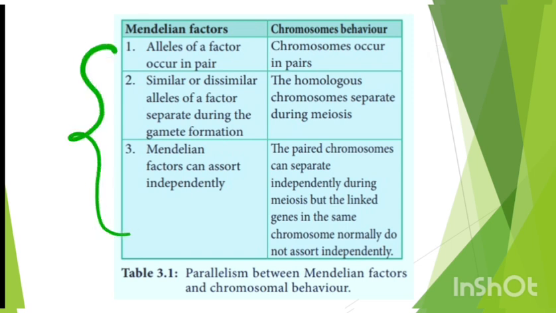Alleles of a factor occur in pairs, like capital T, capital T. Chromosomes also occur in pairs. Similarly, dissimilar alleles separate during gamete formation, and homologous chromosomes separate during meiosis. Mendelian factors assort independently. Paired chromosomes separate independently during meiosis, but linked genes on the same chromosome normally do not assort independently. So these are some parallel behaviors between chromosomes and Mendelian factors.